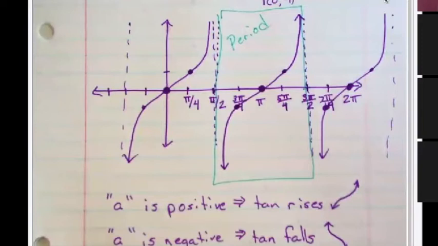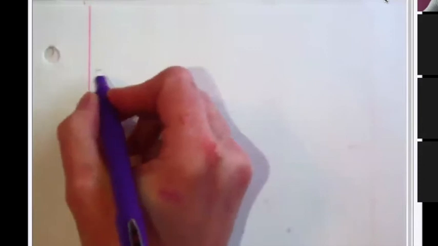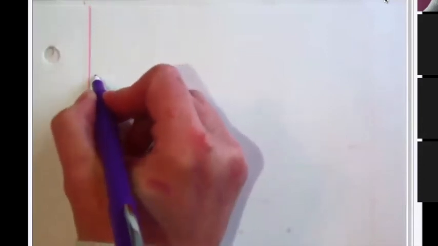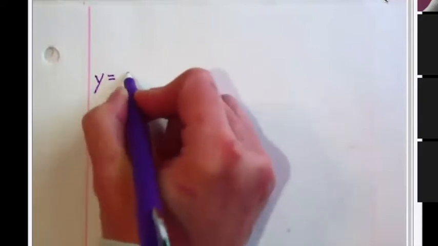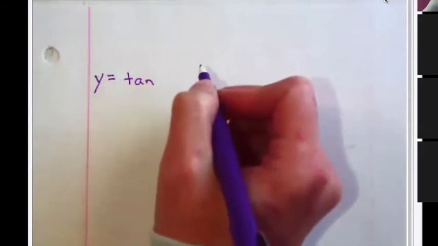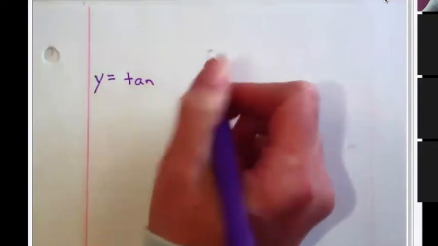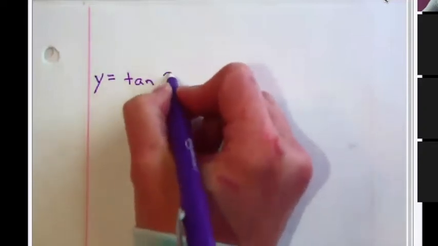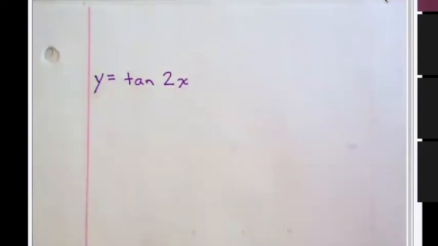Okay, so I feel like we might need a quick example for tangent. So let's do that next before we move on to cotangent. What if we have something that looks like y is equal to tangent of, let's just do 2x. What if we want to do that one?